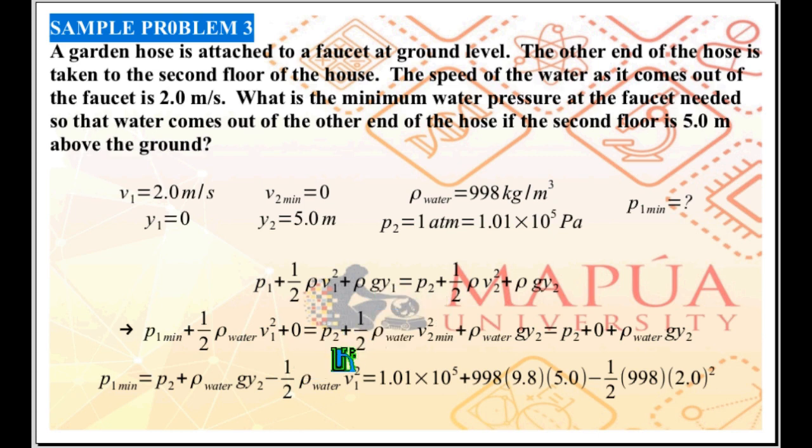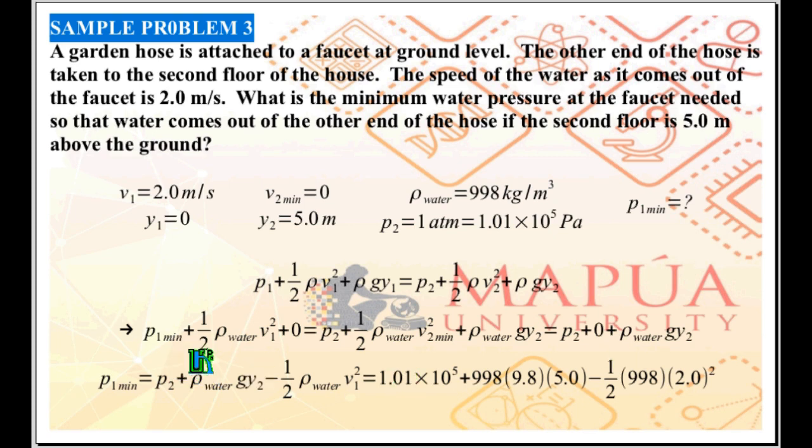P2, we know to be 1 atmosphere. 1/2 rho water V2 minimum squared plus rho water g Y2. We know Y2 is 5 meters. Now V2 minimum we have set to 0. So 1/2 rho water V2 minimum squared is just 0.